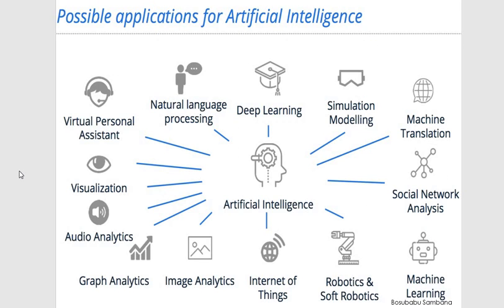Similarly, possible applications of artificial intelligence. First one, virtual personal assistants like chatbots. Next, natural language processing, text conversation, deep learning, simulation modeling techniques, machine translation, and social network analysis like sentiment analysis, whatever it may be, different factors of analysis. Next, machine learning, robotics and soft robotics, Internet of Things, image analytics, graph analytics, audio analytics, and visualization.